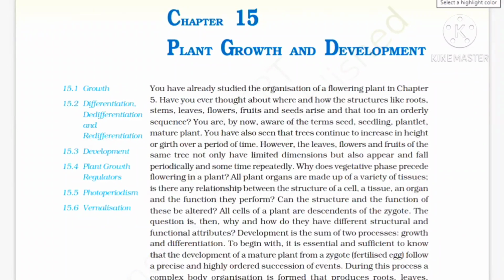So in this video we are going to study chapter 15, that is plant growth and development. Now see one thing, you have seen the structures like roots, stem, leaf, flowers, fruits and seeds are present. Okay, and they are coming in a very orderly sequence also.